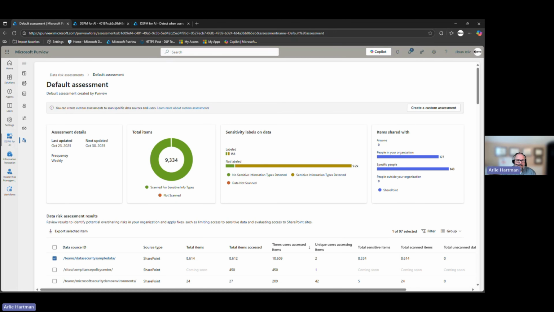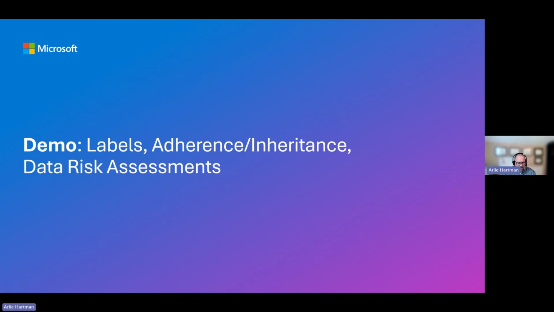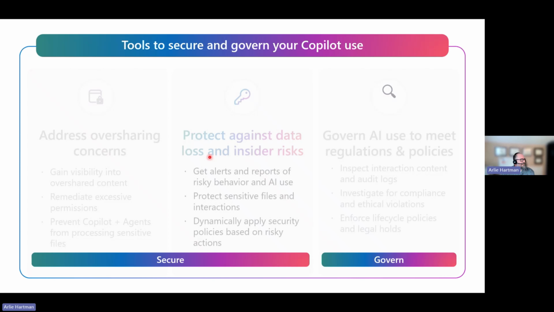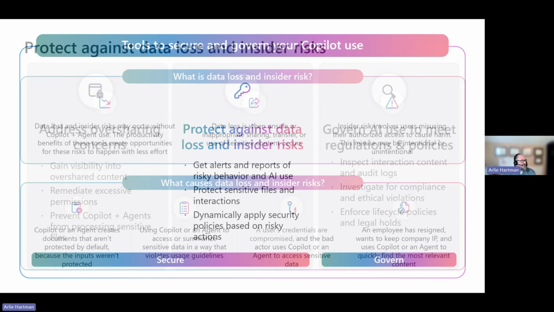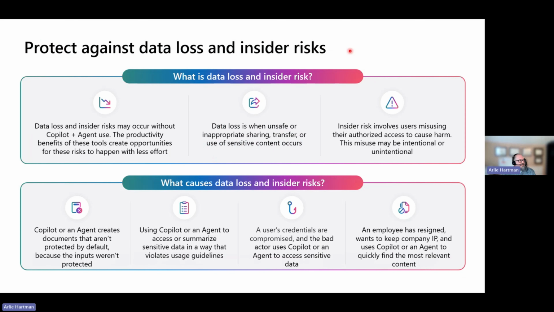I go back, move on to our next section. So we're going to protect against data loss and insider risk. Right? Get alerts and reports about risky AI use, protect sensitive files and interactions, and dynamically apply security policies based on risk actions, right? So again, what is it? I think we all know what data loss and insider risk is here, right?